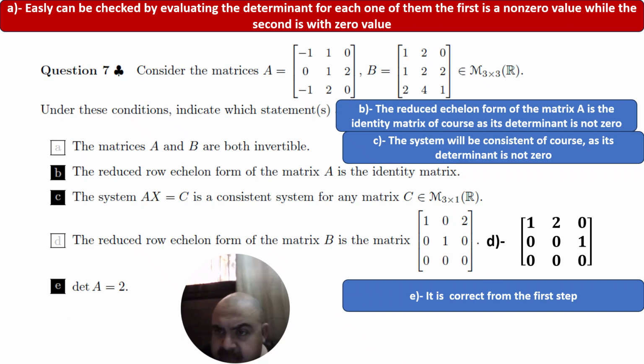Finally, the determinant of A is correct, because the determinant of A is equal to 2, and we already evaluated it. So if you look at this question, that's one of the fastest questions. It takes almost no time. So although there are some questions burning time in the exam, others you will be able to solve quickly.